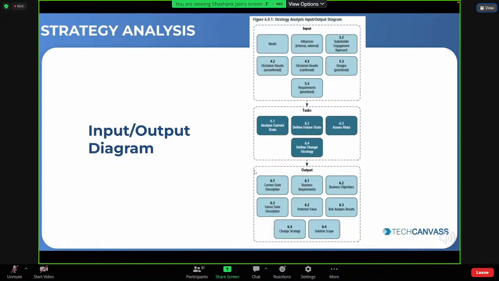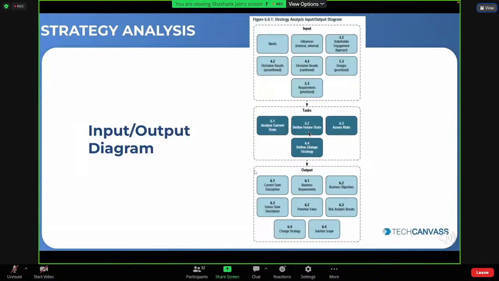When you have documented and analyzed that information, that's your current state description. You also come up with business requirements. Business requirements are the problem, opportunity, or constraint based on your understanding of the current state. So both of these are outputs of 6.1. For 6.2, define future state, once you have defined it, you will have clearly documented the business objectives as well as the future state description. You also understand potential value. This is not a sequential thing, which means it's not that only once you have done one can you do the other. You may be doing things in parallel as well, and that is also possible. Once you have assessed the risk, you will come up with the risk analysis results, and once you have defined the change strategy, you'll come up with the change strategy and the solution scope.